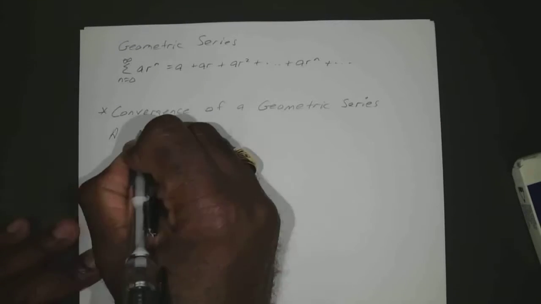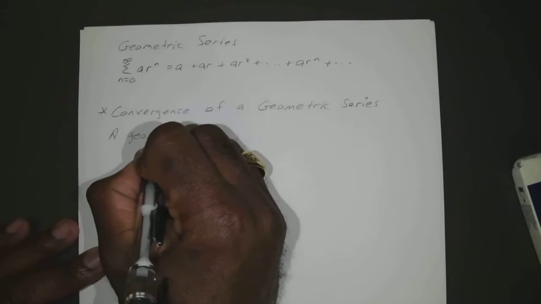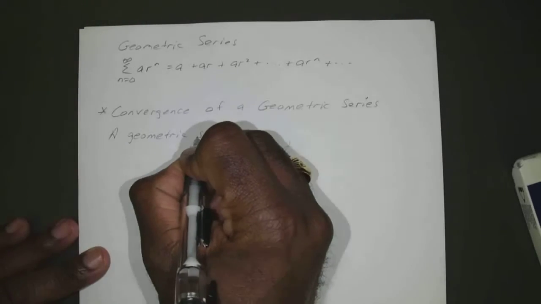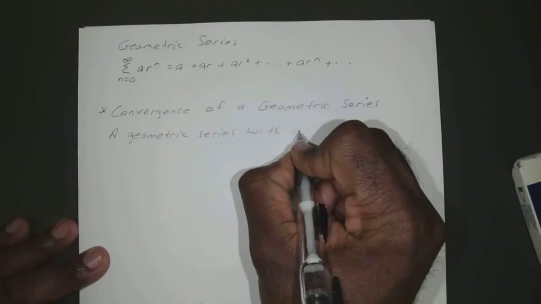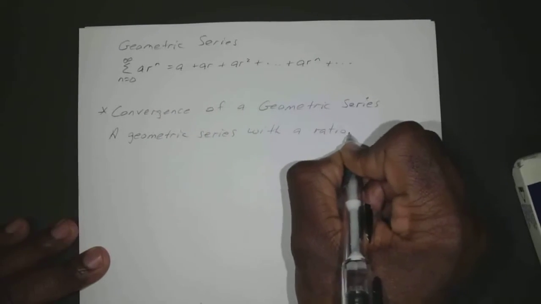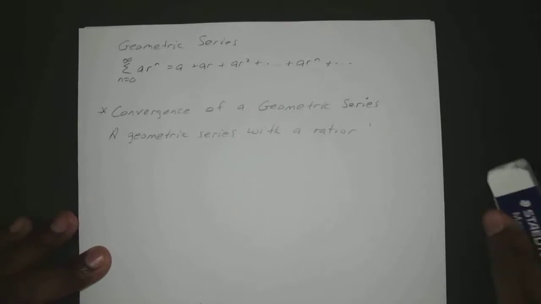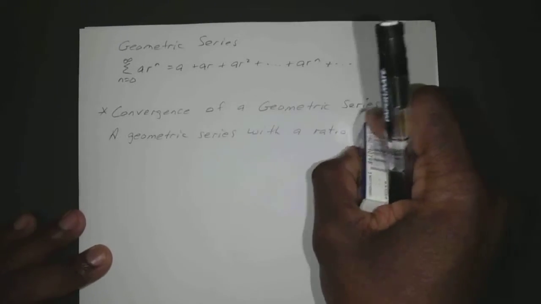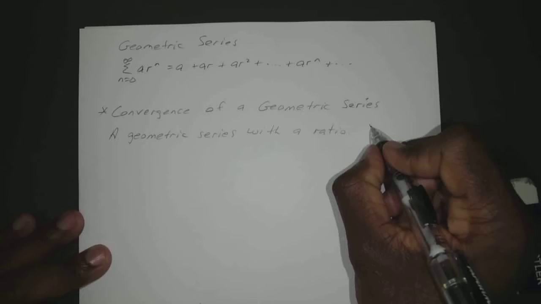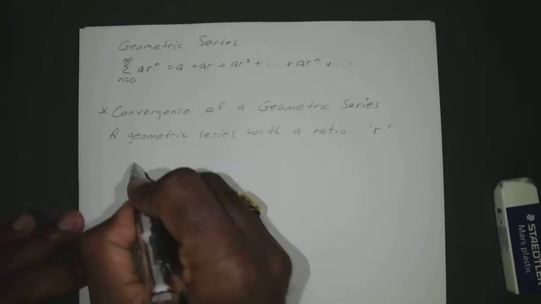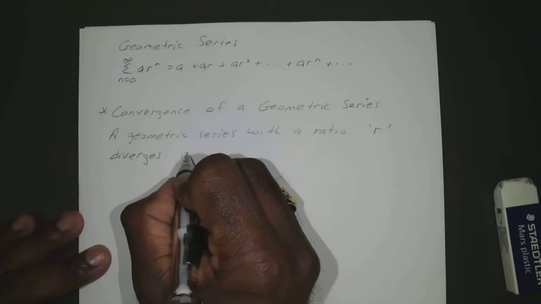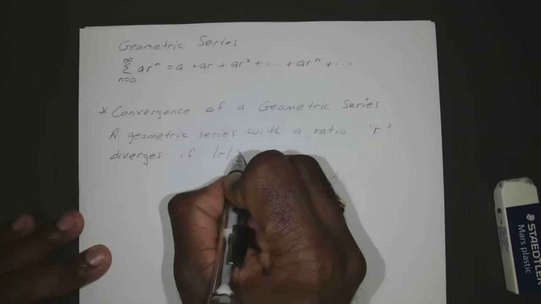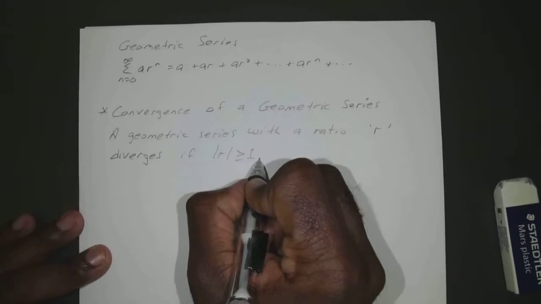Okay, so a geometric series with a ratio of r diverges if the absolute value of r is greater than or equal to 1.